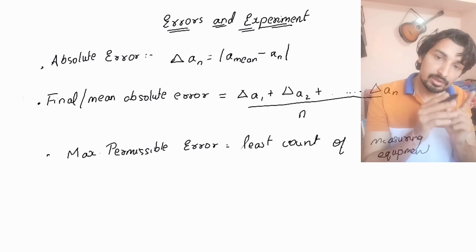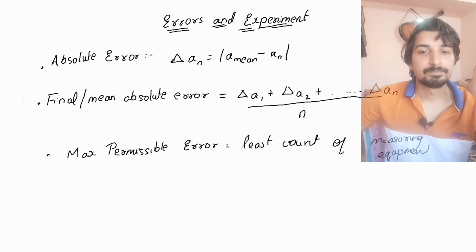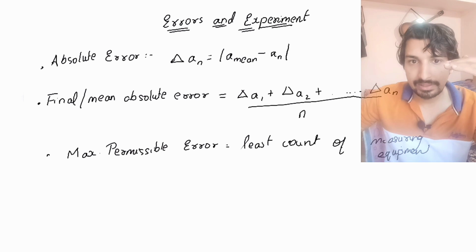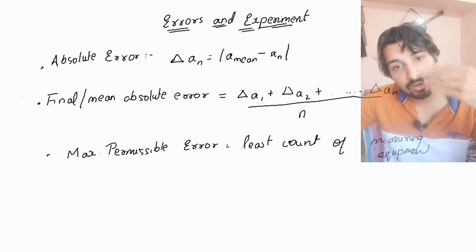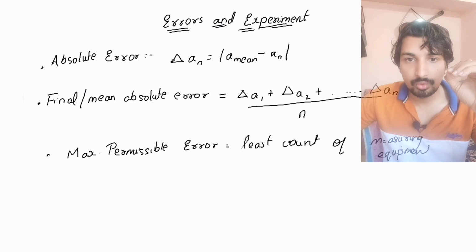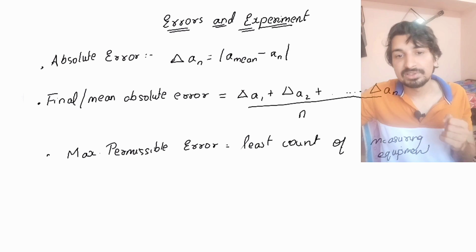Say, for example, you have a weighing scale which can weigh up to 1 gram. So the lowest weight it can measure is 1 gram. But the error itself is 2 gram. Chances are your weighing scale can have an error of up to 2 gram. Will you use such equipment? No, right? So maximum permissible error is the least count. Least count means whatever is the lowest value your measuring scale can measure.